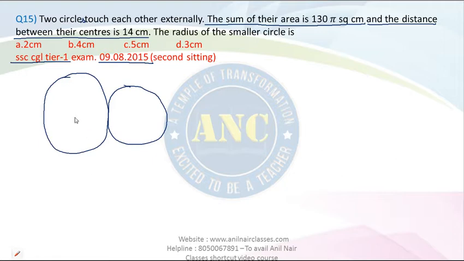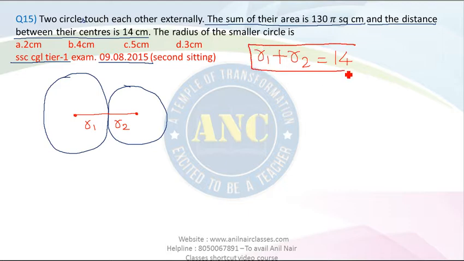That means this is the center of the first circle, and this is the center of the second circle. If I call the radius of the first circle r1 and the radius of the second circle r2, the distance between the centers, r1 plus r2, is given in the question as 14 centimeters. Find the radius of the smaller circle. That means in my diagram my smaller circle is r2. So in this question, as per my diagram, I need to find the r2 value.